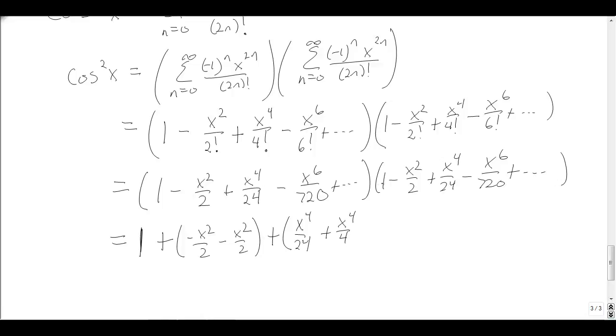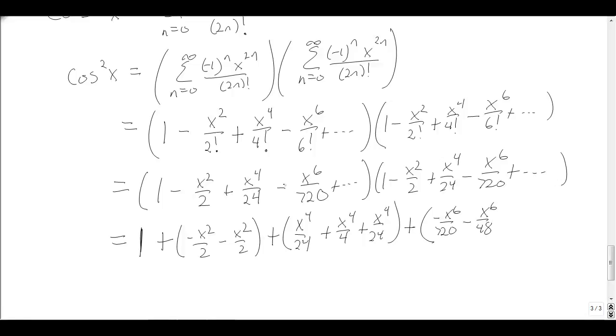And then x to the 4th over 24 times 1 gives me an x to the 4th over 24. So that's 3. And then x to the 6th, I'm going to get 1 times 1 over 720. And then negative 1/2 times 24. X squared times x to the 4th is x to the 6th. So this will be minus x to the 6th over 48.